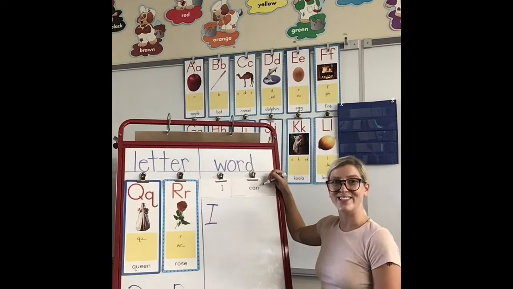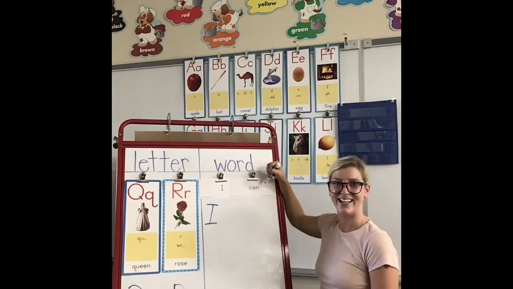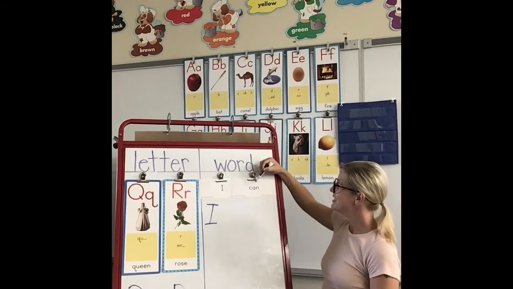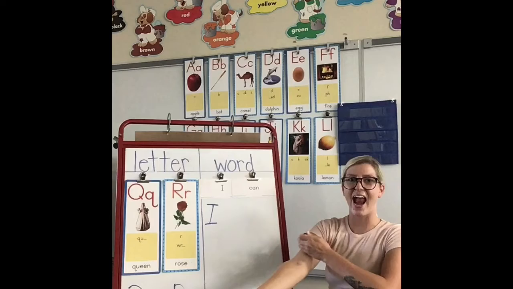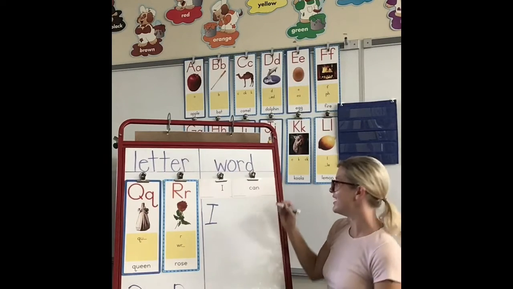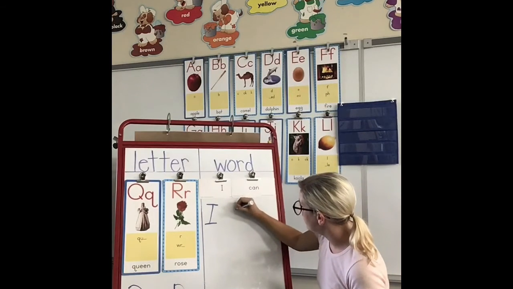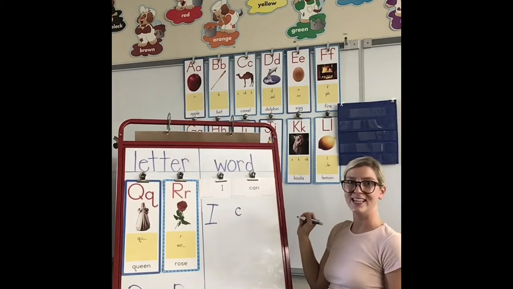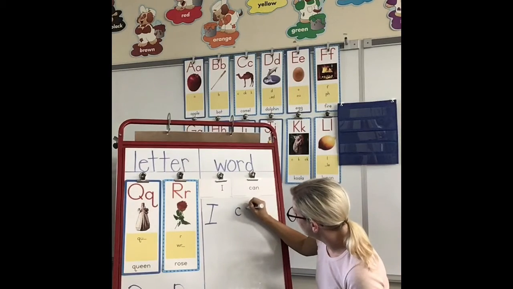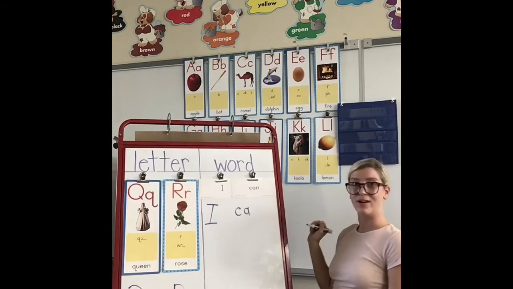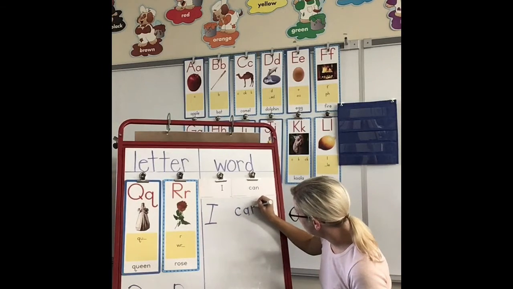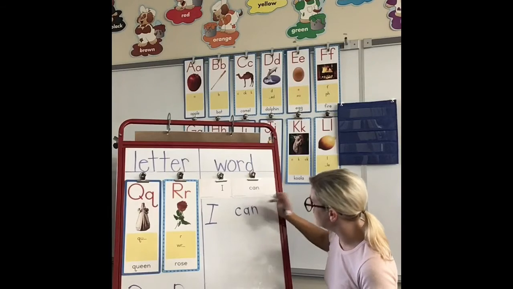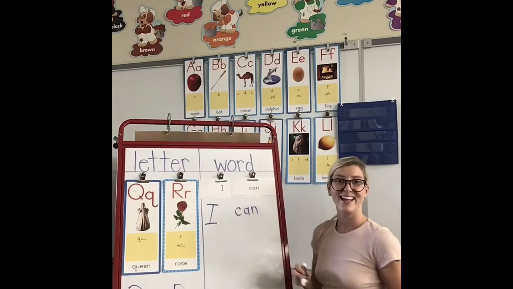Let's study can. Let's read it. Can. Let's spell it. C-A-N. Can. Now let's write it. Around and stop for a C. Around in a line for an A. Down, up, down for an N. We wrote I and can.